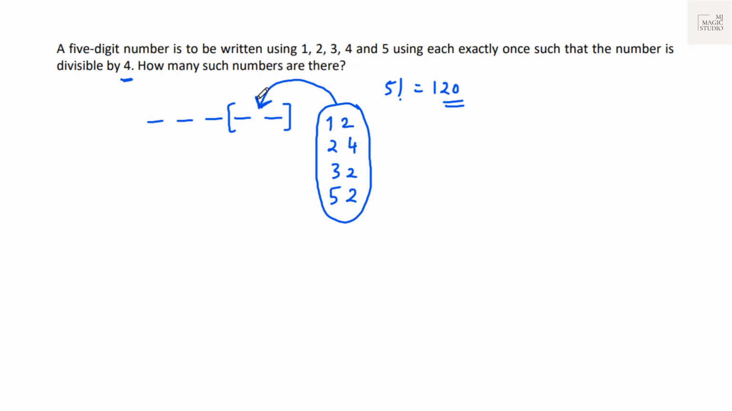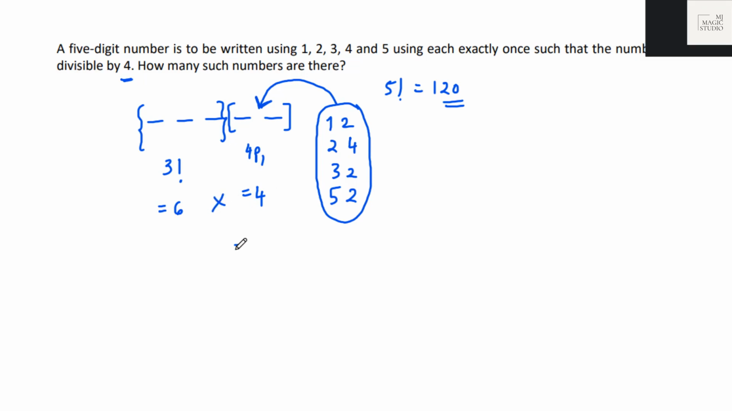Clear? So out of these 4, only 1 pair will be seated at these 2 places, and the remaining 3 would occupy these 3 places. So 3 objects can occupy these 3 places in factorial 3 ways, that is 6. And out of these 4, we need to put only 1 pair here in 4P1 ways, that is 4. So the final answer is 6 into 4, 24. We will have 24 5-digit numbers with the digits 1, 2, 3, 4, 5, where digits are used exactly once, which are divisible by 4. So in the box, we will write 24 and move on.